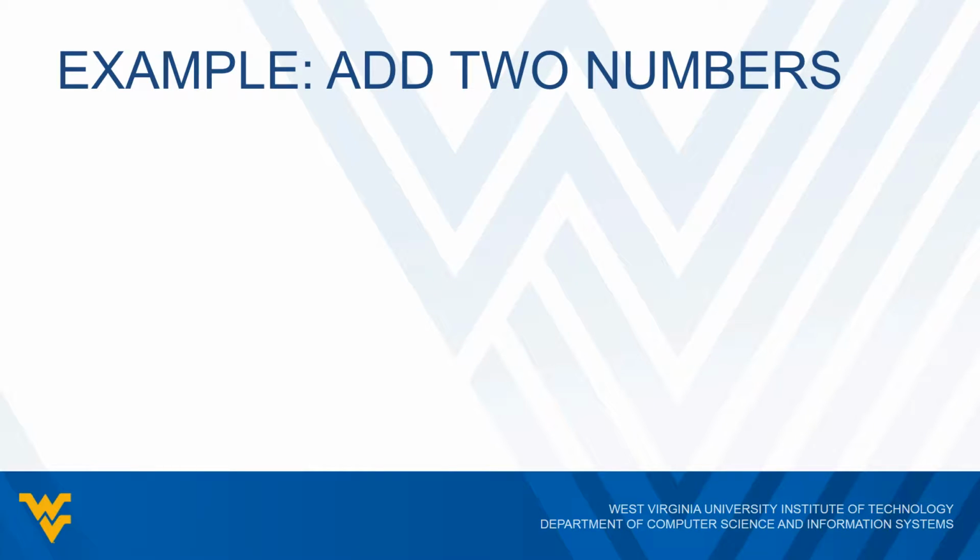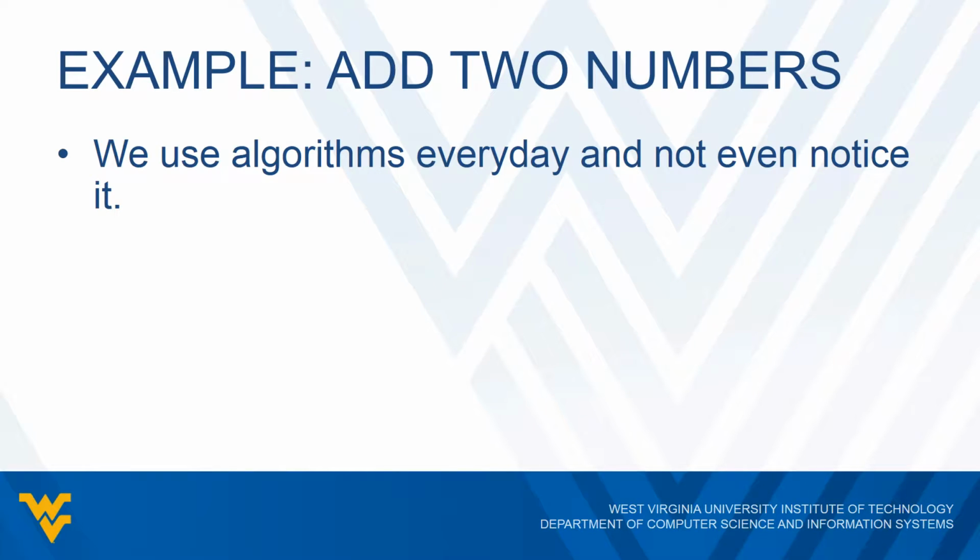Let's take a look at an example of adding two numbers. The reason we're doing this is because we use algorithms every day, and you don't even think about it. A very common example is making a peanut butter and jelly sandwich. It seems so simple, and we just do it automatically, without even thinking about it, but there are certain steps associated with making the sandwich. So here, we're just going to take a look at how we would add two numbers.